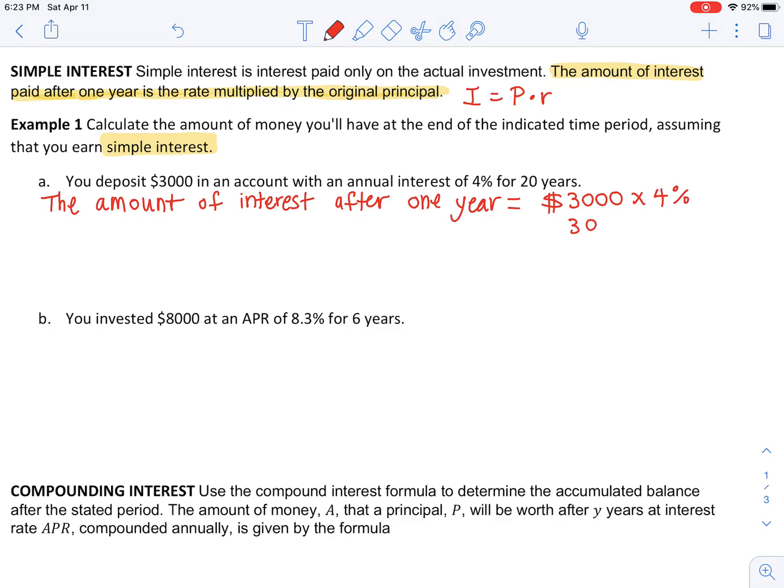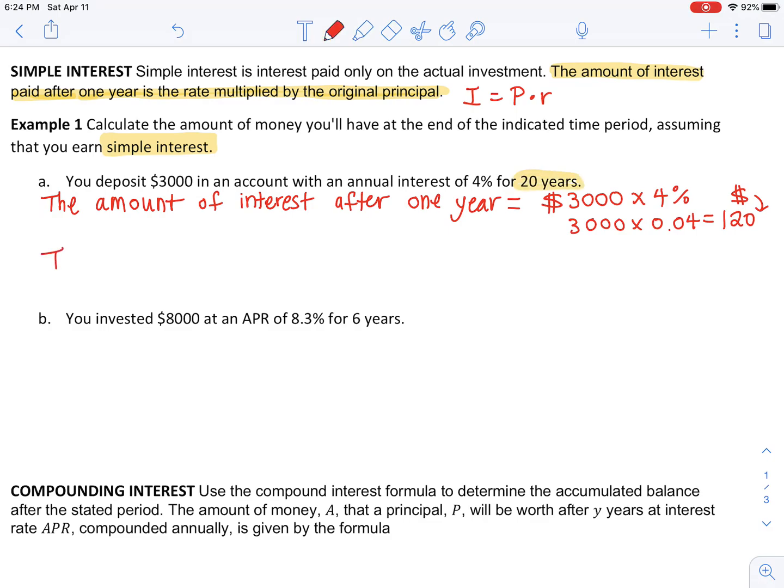Or you can do 3,000 times 0.04, if you don't have a calculator that does percent. I'm doing it on my side with a small calculator. 120. So what we got is that every year you will get an interest amount of $120. But how long is this investment period? Well, we're doing that for 20 years.